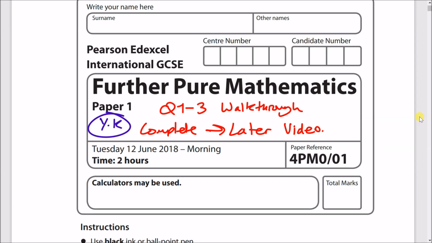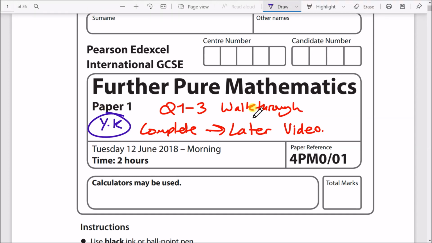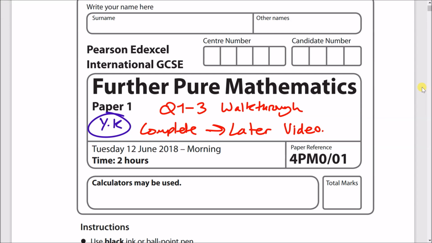Now, what's this video about? In this one, I'm doing a partial walkthrough of the further pure maths paper, and this is the first paper. The reason why it's partial, not complete, is because I just want to test the waters here and see if you guys actually want me to do this paper. If you want me to do the complete version of this paper, let me know and I'll go ahead and do it. But other than that, I'm just going to jump straight into this paper, so I'll see you guys in a bit.